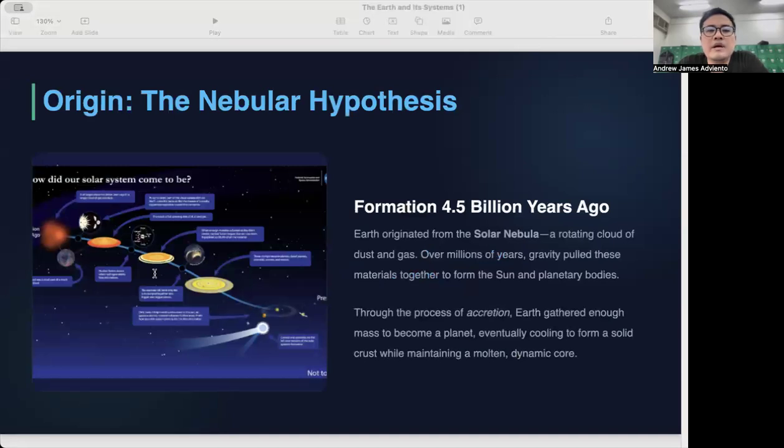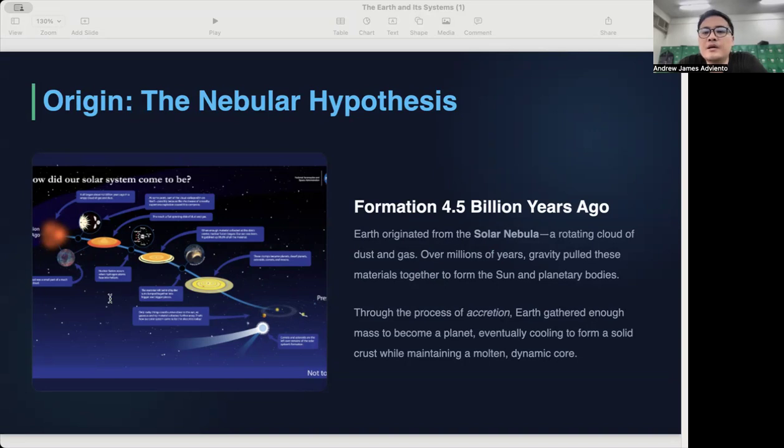Okay, let's start with the origin and properties. This is the nebular hypothesis. We need to know how it was built and what its basic physical stats look like. So imagine a massive swirling cloud of gas and dust in space. This is what we call the solar nebula.